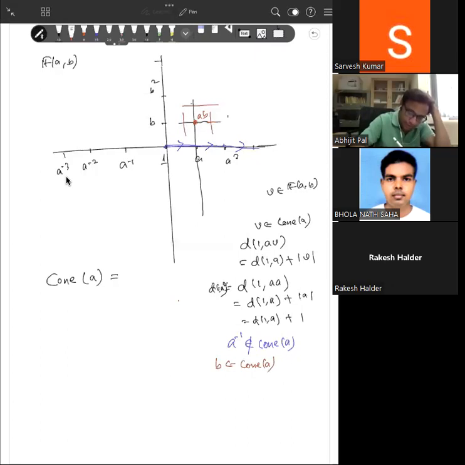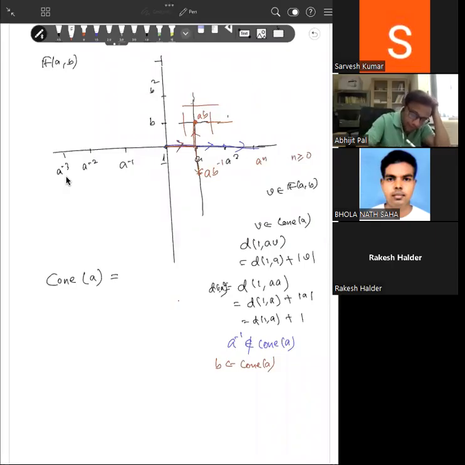So travel from 1 to A and travel from A to AB. This is geodesic, right? So AB belongs to the cone of A. Similarly, if I take AB inverse, B inverse also belongs to the cone of A by the same reason. And if I take any point, let us take some A to the power N, with N greater than 1, obviously it belongs to the cone of A.